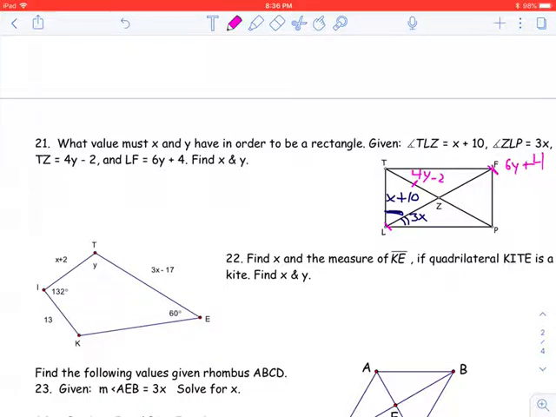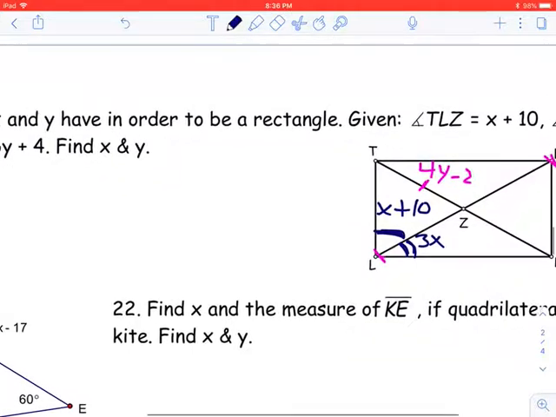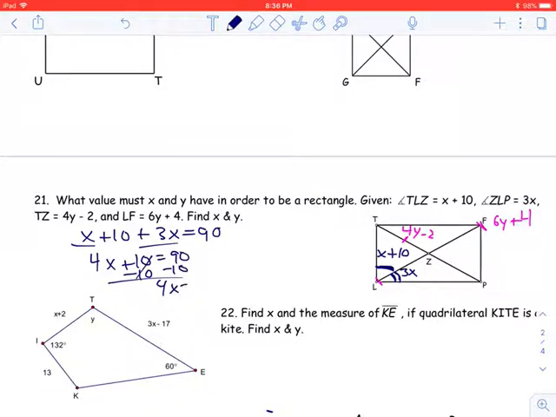In this case, starting with the x's, I know that these two together make a right angle, so that one's easy. I can just say x plus 10 plus 3x equals 90. That's 4x plus 10 equals 90. Subtract 10, and I get 4x equals 80, and that gives me x equals 20.